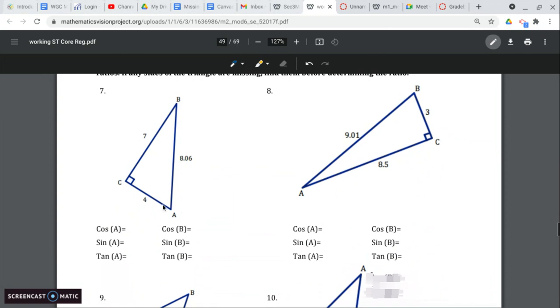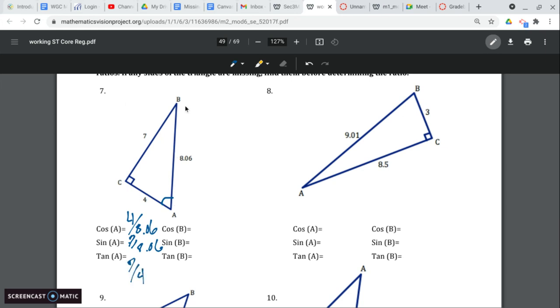So with that in mind, cosine of A means we're looking at this angle here, and we look for the adjacent side. They do it in a weird order. Adjacent side, which is 4, over the hypotenuse, which is 8.06. Now we do sine of A. So now we do 7 over 8.06. And then tangent is opposite over adjacent, so 7 over 4.